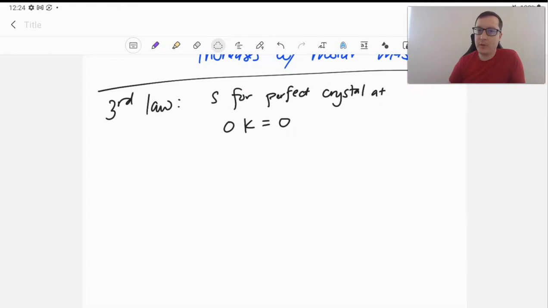And so, we'll now define our third law of thermodynamics. We're going to see that the entropy, S, for a perfect pure crystal at 0 Kelvin will be defined as 0. We have no entropy for an absolutely perfect pure crystal at absolute 0.